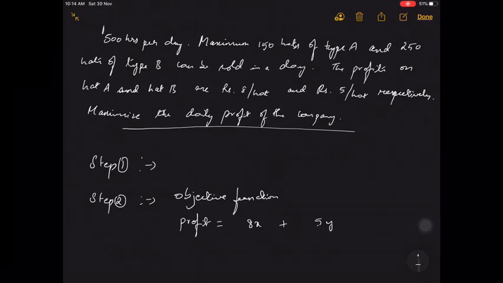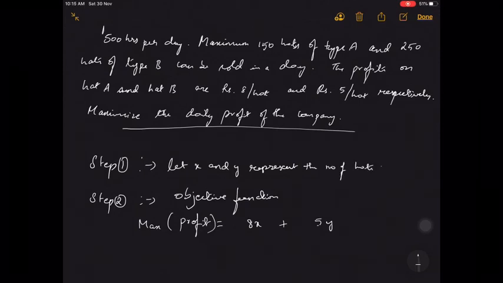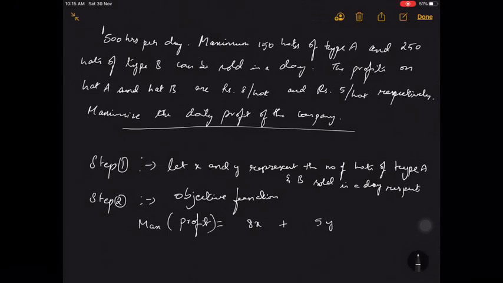Now what is the objective? To maximize this profit function. So max of the profit function. Now you will write the decision variables. Let X and Y represent the number of hats of type A and B sold in a day respectively.